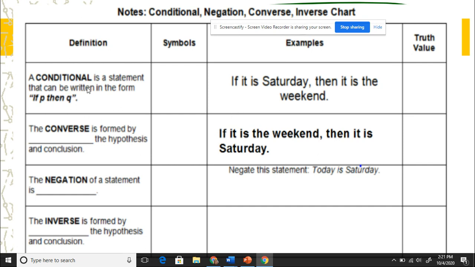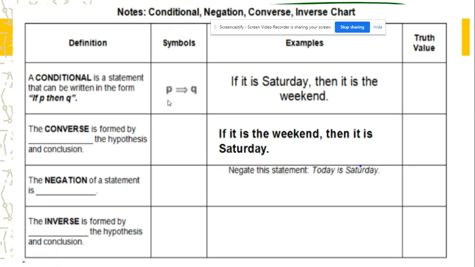So we have talked about already that a conditional statement is a statement that can be written in the form if P, then Q. And so this is what it looks like with symbolic notation. If P, the arrow, and then Q. So if P, then Q. And an example is an if-then statement. If it is Saturday, then it is the weekend. And we always ask ourselves the truth value. That would be true. If it's Saturday, then it is the weekend.